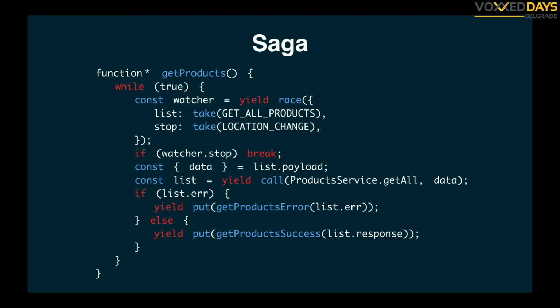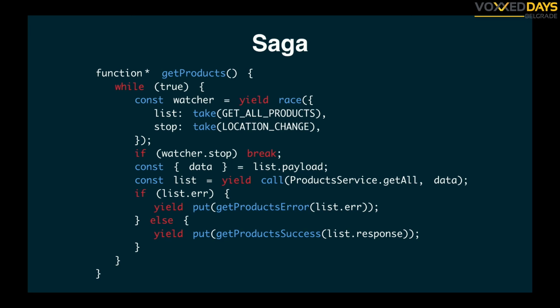So here's what happens. If the watcher is stop, we break, and this saga gets terminated. But if the watcher is equal to list, we're basically using yield call to call a product service component that has this method get all.